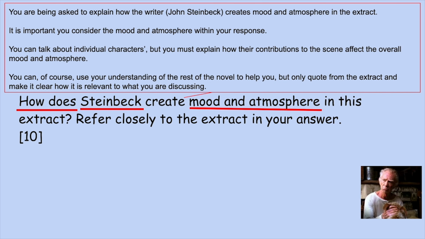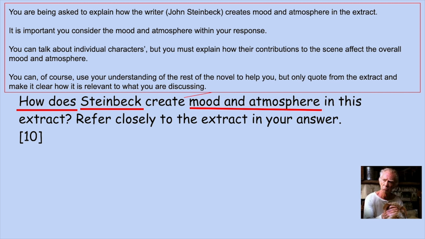So with an extract question, you're being asked to explain how the writer John Steinbeck creates mood and atmosphere. As we've said, there's that distinction between mood and atmosphere. It's important that you clearly distinguish between whether you're talking about mood or whether you're talking about atmosphere. And remember that it's not a character question, so you're not solely focusing on the actions and dialogue of one character. You're looking at the overall mood and atmosphere. It's important you consider the mood and atmosphere within your response. I can't emphasise that enough.